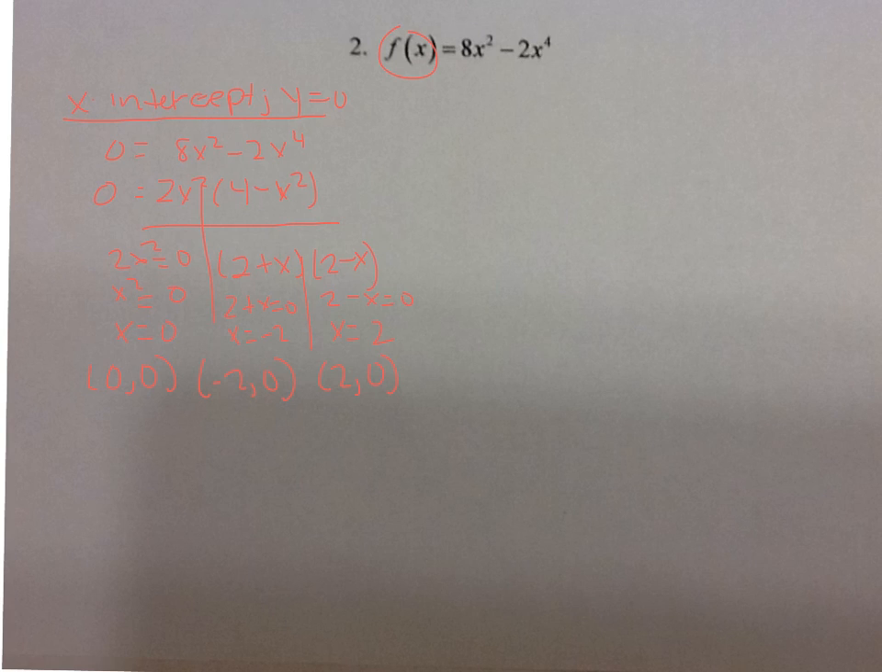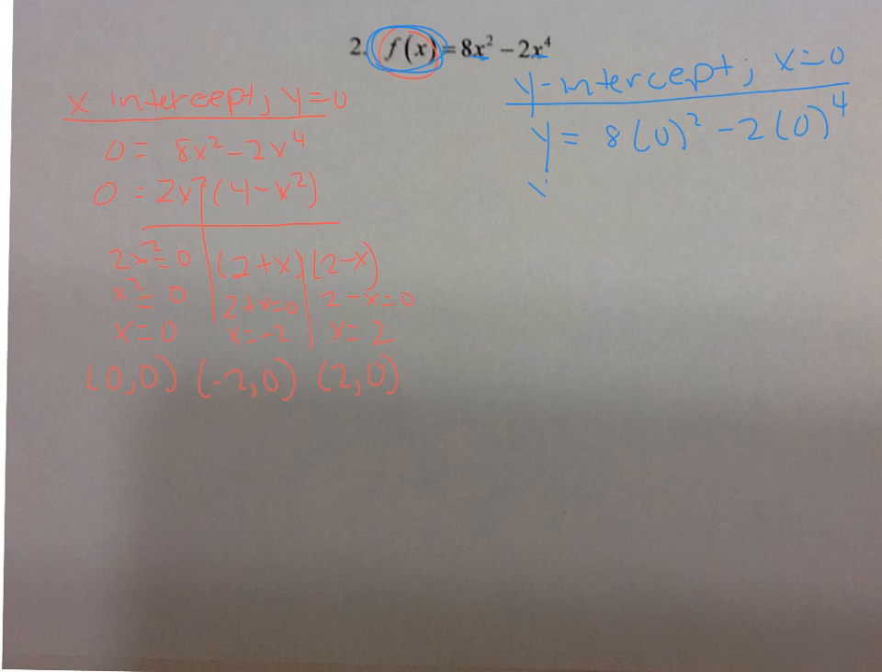All right, now what I want to do over here is find my y-intercepts. For my y-intercept, my x is equal to 0. So your y-intercepts are usually very easy. I'm looking for my y value, so I'm going to take all my x values and set them equal to 0. So y equals 8 times 0 squared minus 2 times 0 to the fourth. Y equals 8 times 0 minus 2 times 0. Y equals 0 minus 0, so y is equal to 0.